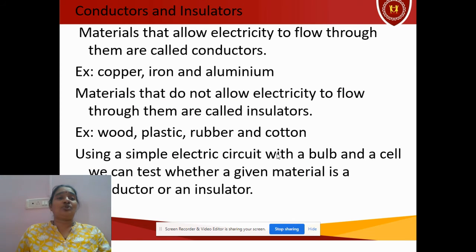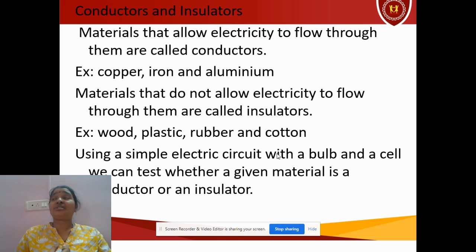Next, it is a very good topic, conductors and insulators. In nature or in our daily life, we observe some materials that allow electricity to flow through them. Such materials are called conductors. What are they? They are copper, iron and aluminium. Some materials do not allow electricity to pass through them. Such materials are called insulators. What are they? Examples: wood, plastic, rubber, and cotton.